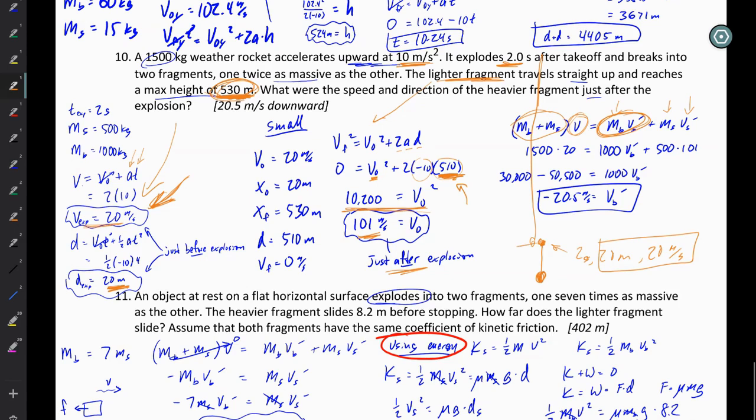So using more kinematics, we find, working backwards from its peak up here, that the small piece's original velocity at the moment of explosion was 101 meters per second, and that is the velocity after the explosion, which then allows us to figure out what was going on with the big piece immediately after the explosion.